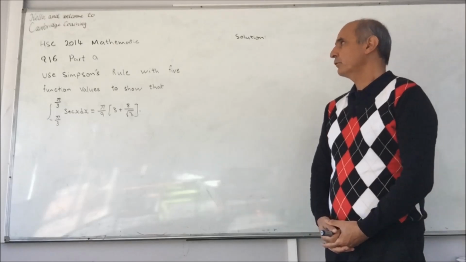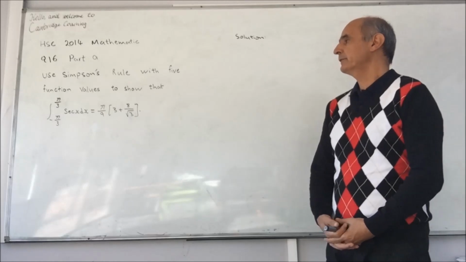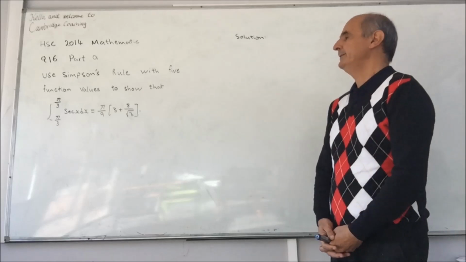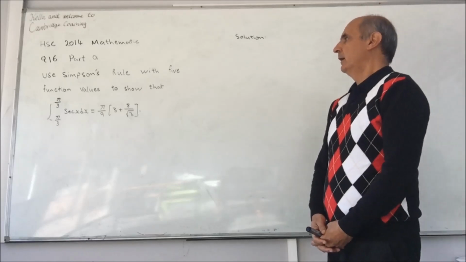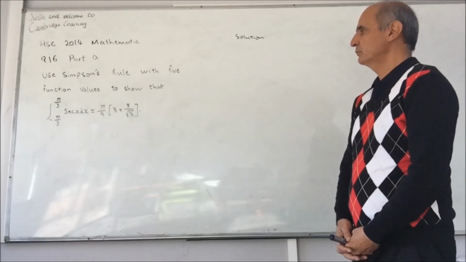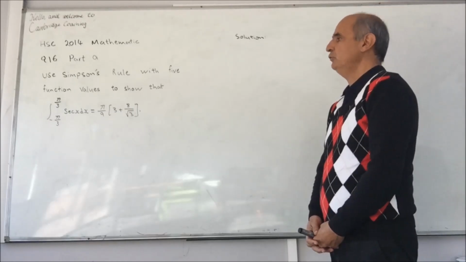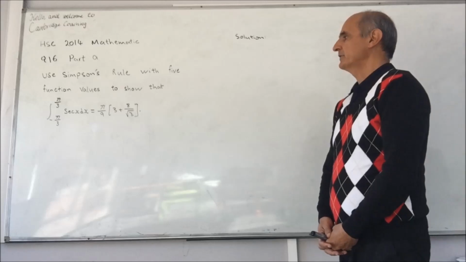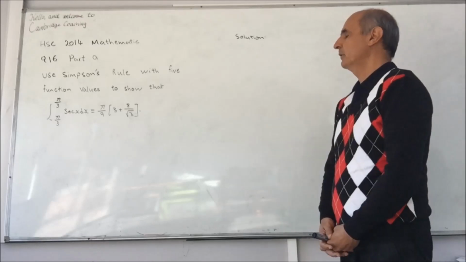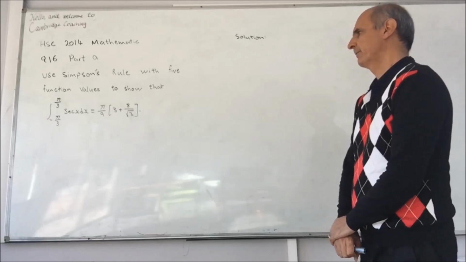Hello, we are looking at HSC 2014 Mathematics paper, question 16, part A. Use Simpson's rule with 5 function values to show that the integral from minus pi on 3 to pi on 3 of sec of x dx is equal to pi on 9 times 3 plus 8 on root 3.